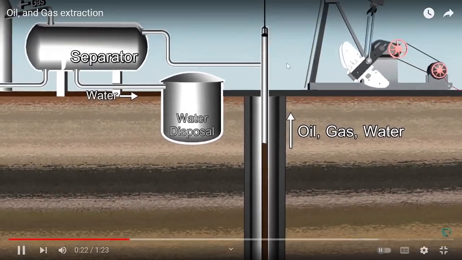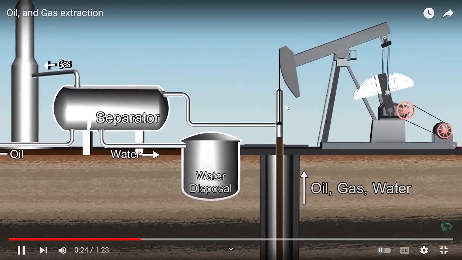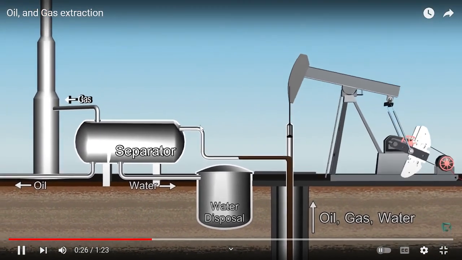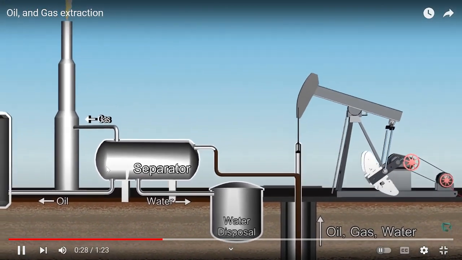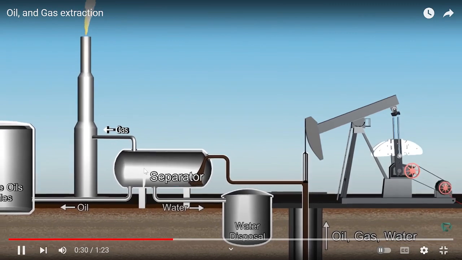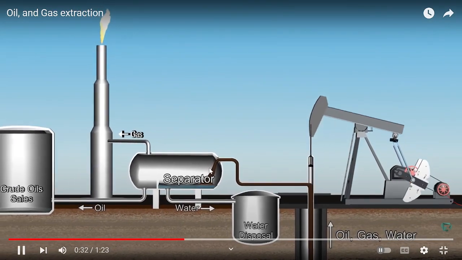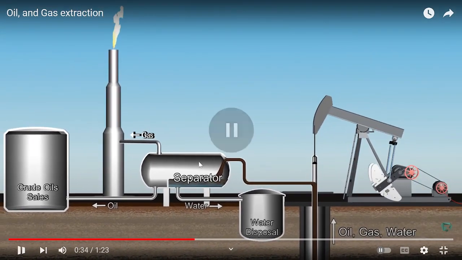When it gets to the top, it's going to go into something called a separator. And that's exactly what it sounds like. The oil is going to sink to the bottom. Then the gas is going to rise to the top. Now, using density differences, what we can do is, since oil sits higher than water, the water is slowly extracted out and then disposed of later. The oil works its way to crude oil sales, which then has to be refined into those more mature oil sources like gasoline that we talked about.